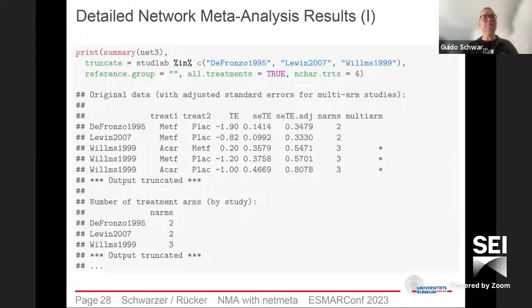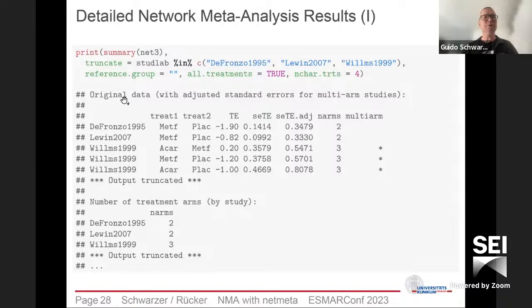What follows now is a printout that you probably in an application would not really like to look at, but here, in order to understand the model, we would like to show you this. So this is first of all the summary command. We print here more detailed results. Using truncate, we say we would like to see only our 3 studies that I talked about before. We do not want to use a reference group. We want to see a matrix with all treatment comparisons. And we would like to restrict the treatment names to just 4 characters.